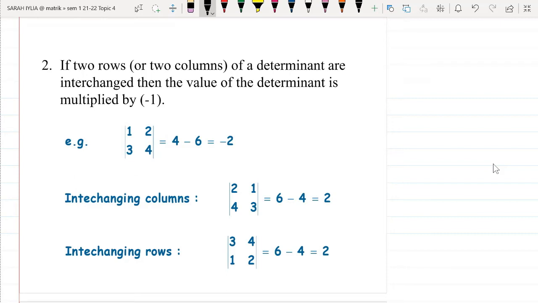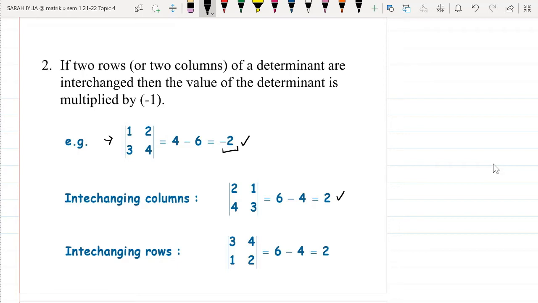For example here, we have 1, 2, 3 and 4. Okay, from the original just now, our determinant is -2. Okay, then let's say I interchange the column. Maksudnya column 1 pergi column 2, column 2 pergi column 1. Sebab tu dah jadi 2, 4, 1 and 3. So, kalau awak tak nak kira determinant pun tak apa, kita terus tahu value dia akan jadi straight away 2. Because yang original tadi -2 times by -1 lah, tukar sign.